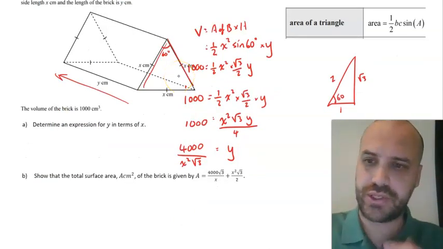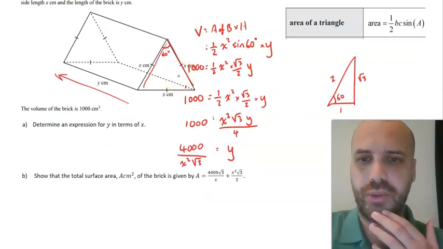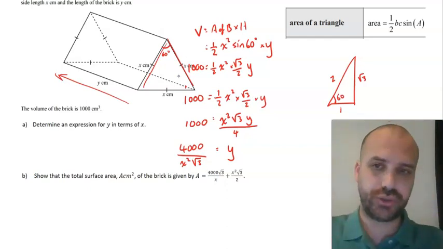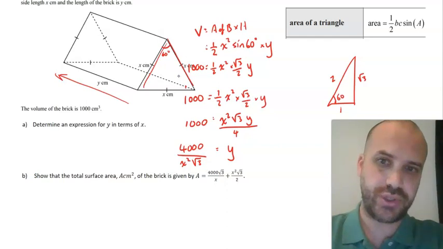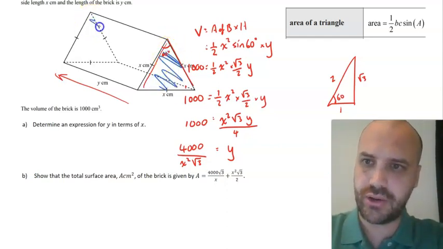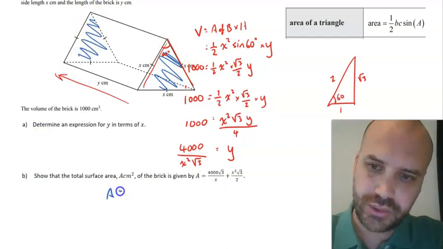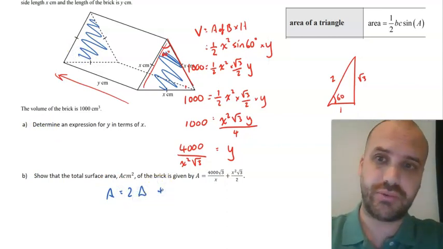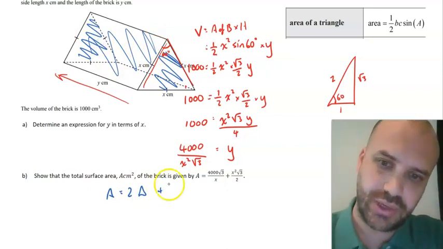Okay, so part B of this question says, show that the total surface area this time of the brick is given by this formula here. All right, total surface area. So the total surface area of this prism will be equal to the area of this triangle plus the area of this identical triangle here. So area equals 2 triangles plus 3 rectangles, right? This rectangle plus the other rectangle plus the other rectangle.